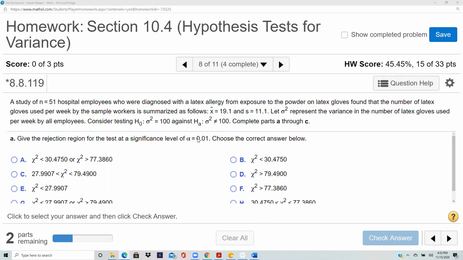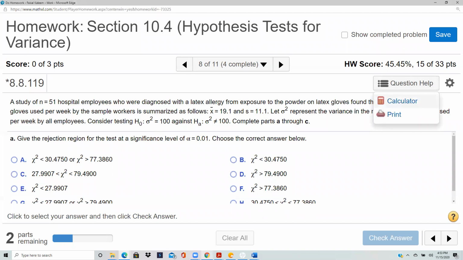So the rejection region is the critical region, and for that we need the critical values. And for critical values, we use one of the three calculators. In this case, since the test is about variance, whenever the test is about variance or standard deviation, you use the chi-square calculator for the critical values.